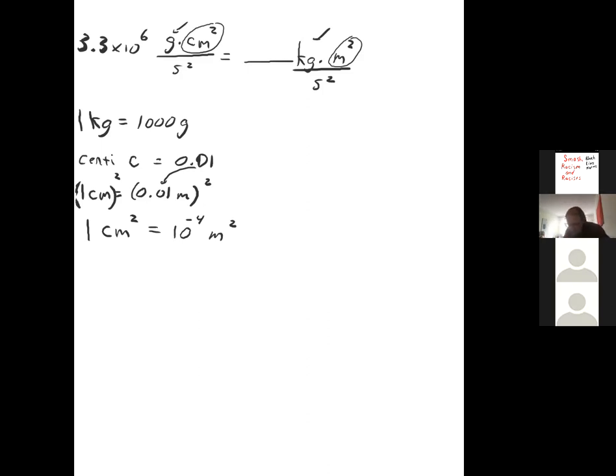So now we have our two conversion factors. We have this one, and then we have this one. Again, it doesn't matter which order you do it in. You can do either one, but do one and then do the other. If you get practiced at it, you can do them at the same time. So I'm going to rewrite this number.